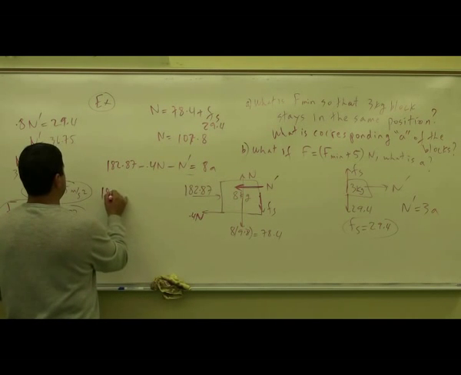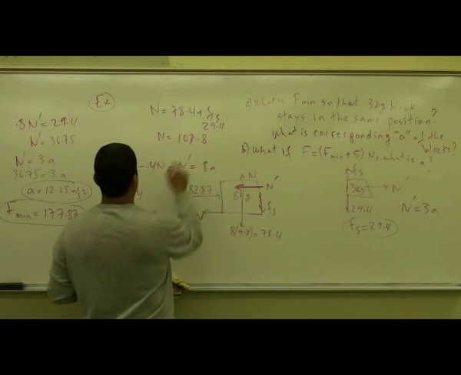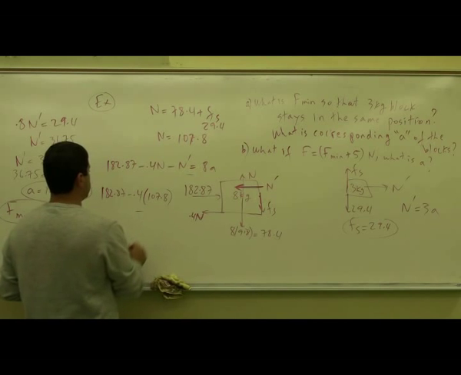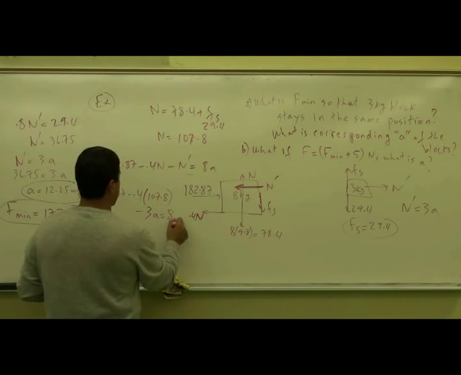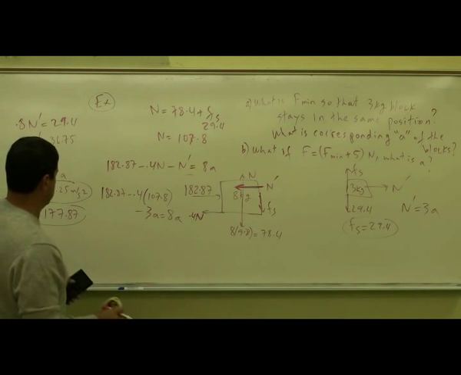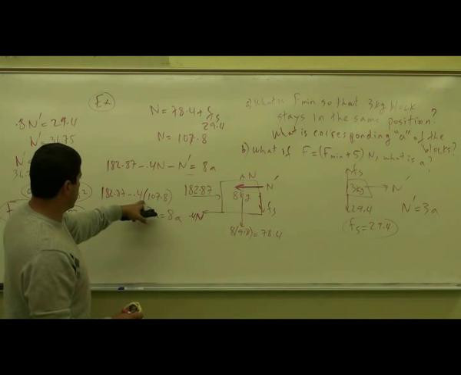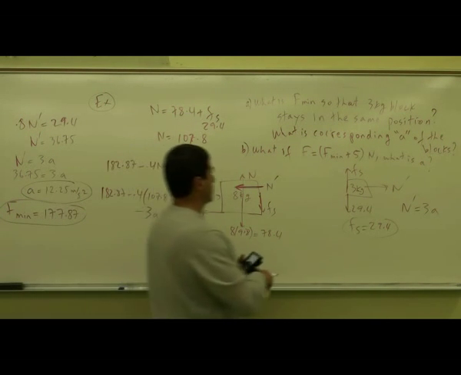So 182.87 minus 0.4 n is equal to 107.8 minus 3a is equal to 8a. See that? So I have a little stronger force. This factor stayed the same, and I have 3a here equal to 8a. So what does that come out now?